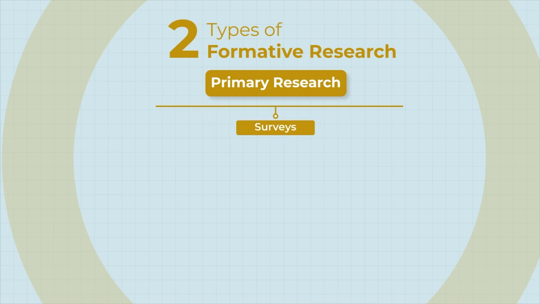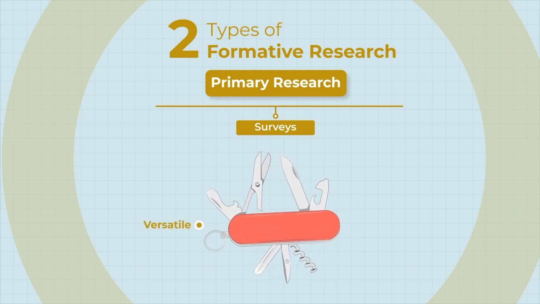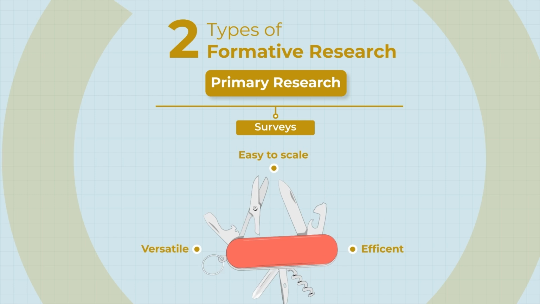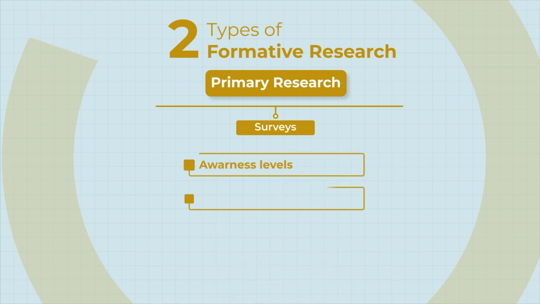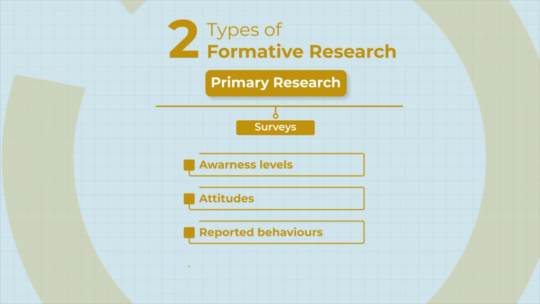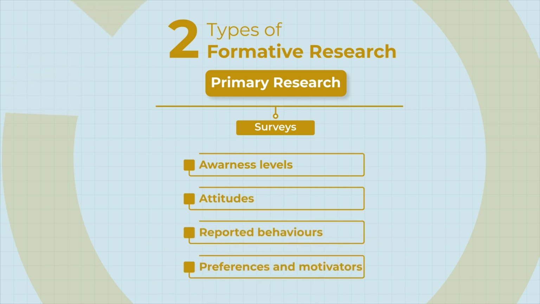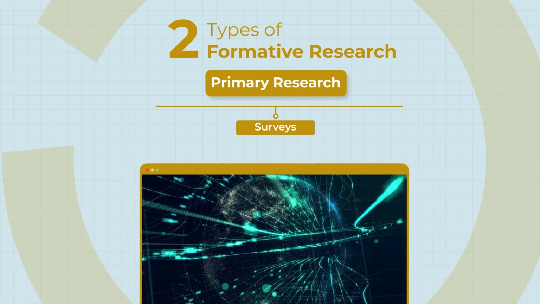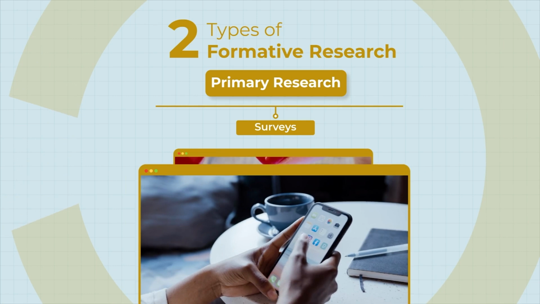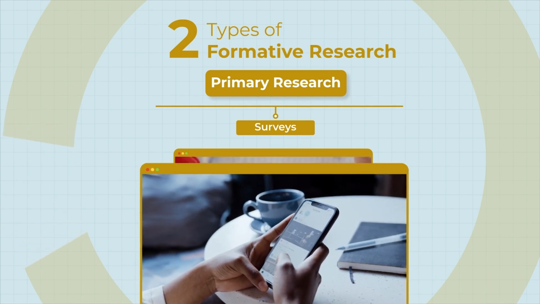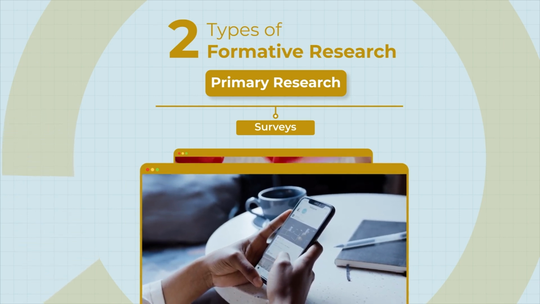Surveys are another valuable primary research strategy. Surveys are like the Swiss Army knife of research, versatile, efficient, and easy to scale. You can use them to gather data on awareness levels, attitudes, reported behaviors, preferences, and motivators. You can distribute them online, on paper, in person, by text message, on social media, over the phone. Whatever works best for reaching your specific audience.